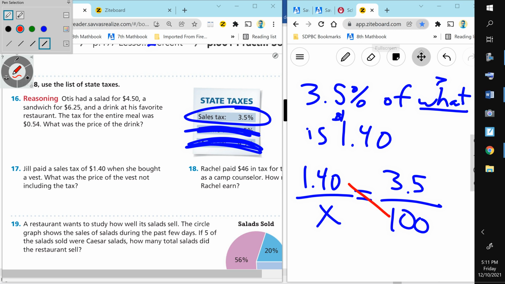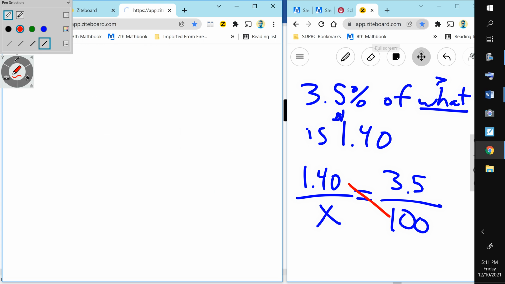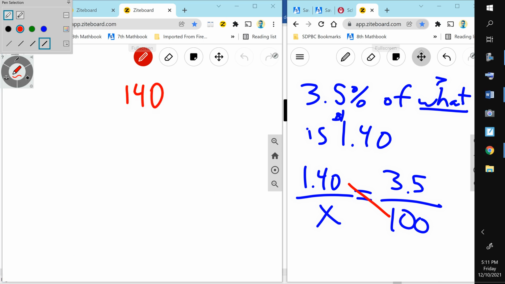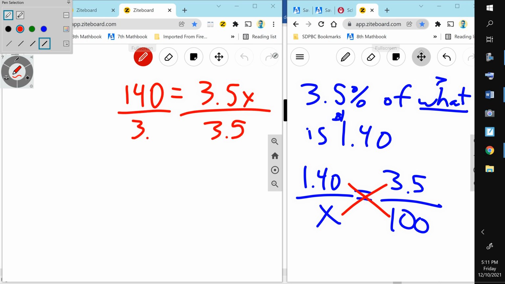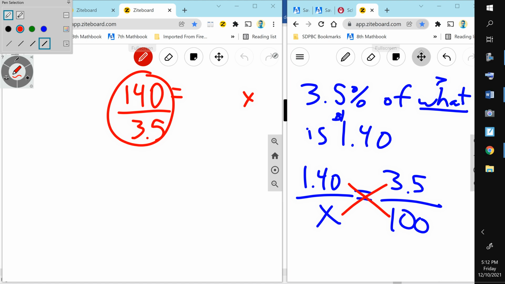Multiply that times that. When we do that, we're going to get 140. This times this is 3.5x. So when I divide both sides by 3.5, I can cross that out, and that's going to give me x by itself, and x is going to equal this divided by this. Let's do the math.